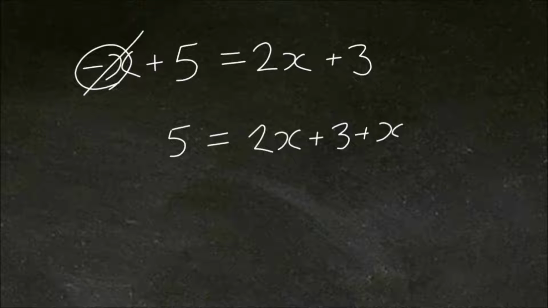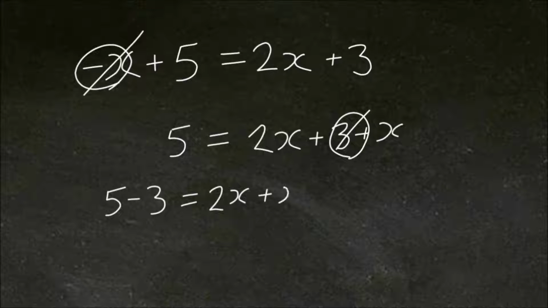So that's gone. And we want to move this 3 to the left hand side, so the x's are the only ones on the right. To do that, we minus 3 from both sides. So that's 5 minus 3 on this side. And this one's cancelled, so you're left with 2x plus x. So this is equal to 2 equals 2x plus x is just 3x.